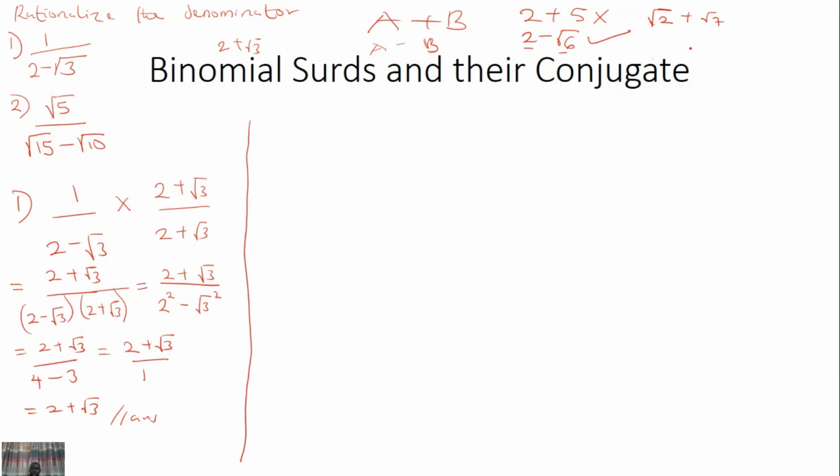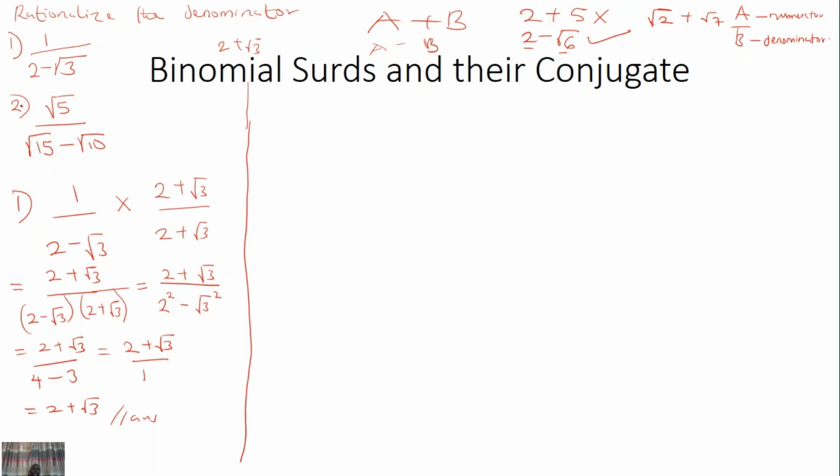Before I go, I may need to explain what numerator and denominator are. If you have a fraction, a over b, this is the numerator, and this is the denominator. So that we'll be on the same page.